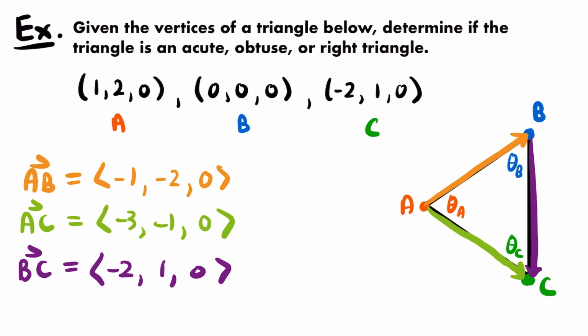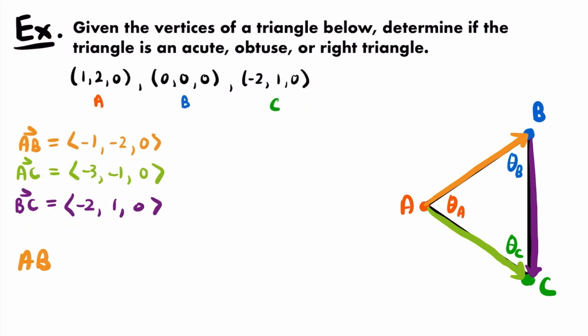All right, but here's what we're going to do. We're going to take the dot product between vector AB and vector AC. So let me write that here. That's going to be equal to the sum of the products of their corresponding components. So we'll start with the x components. Negative 1 times negative 3 is positive 3. So we'll have 3 plus the product of the y components. Negative 2 times negative 1 is positive 2. And then we're adding that to the product of the z components, which are both 0, so we're just adding 0. So 3 plus 2 plus 0 is equal to 5.